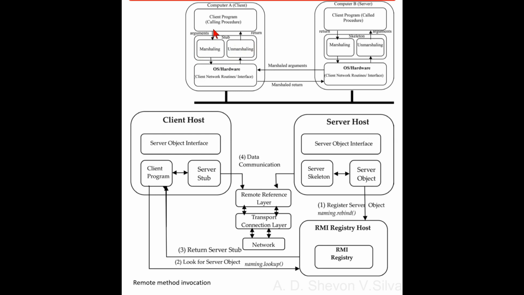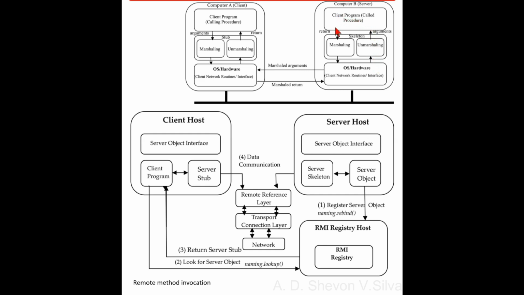The client program calling procedure is connected to marshalling through arguments. Marshalling is connected to OS hardware, client network routings and interface. In computer A, the client is connected to OS hardware, client network routings interface in computer B, server via marshaled return. OS hardware is connected to unmarshalling in skeleton. Unmarshalling is connected to the client program call procedure via arguments.